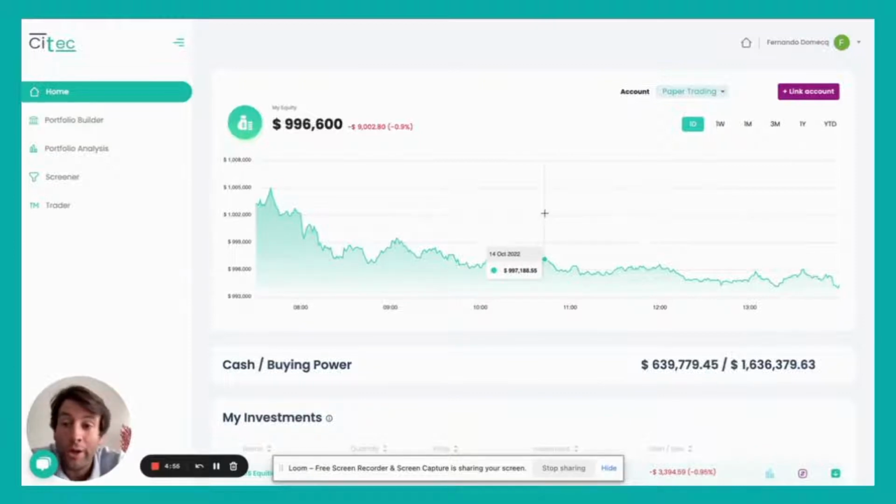In today's video, I'm going to show you how with our platform you can analyze a mutual fund, see where this mutual fund is investing, and replicate and invest in the same positions that they are investing in.